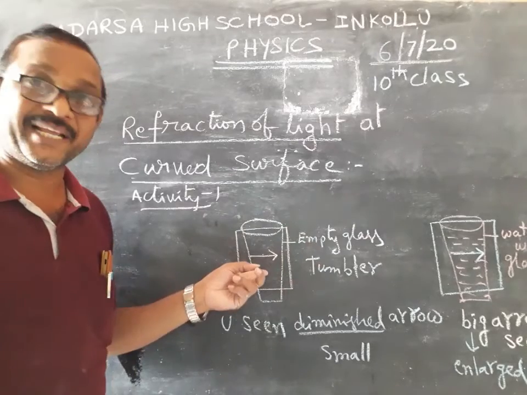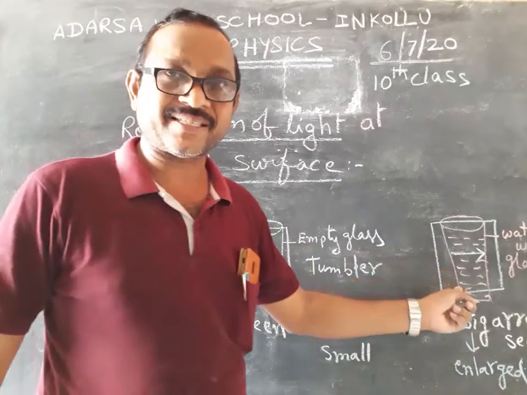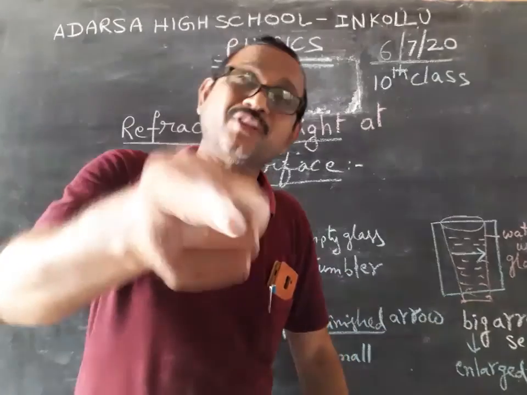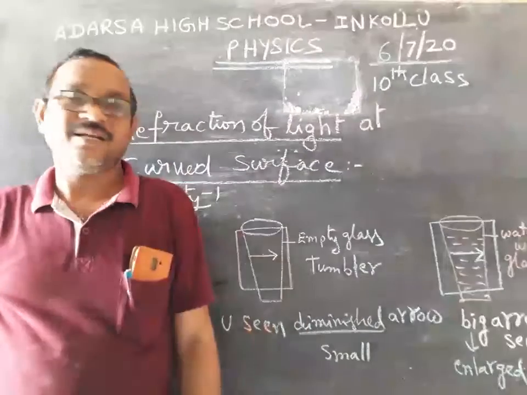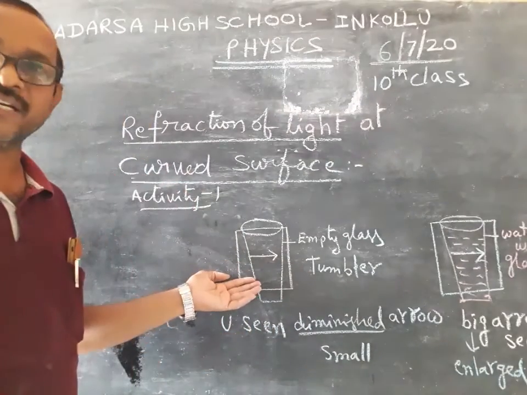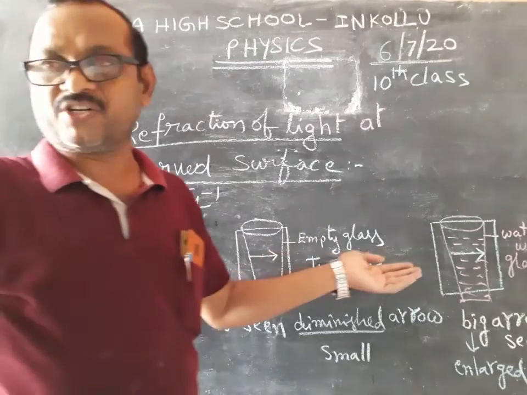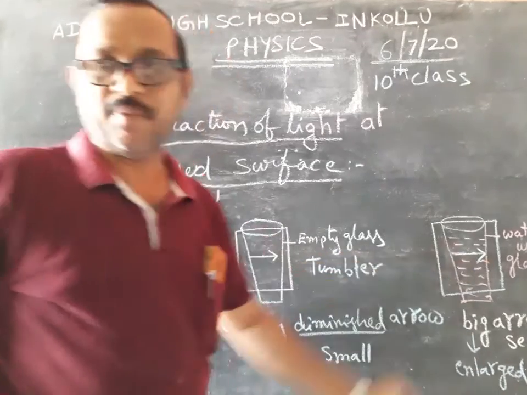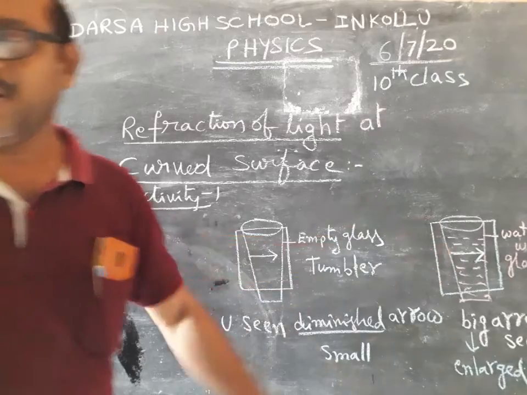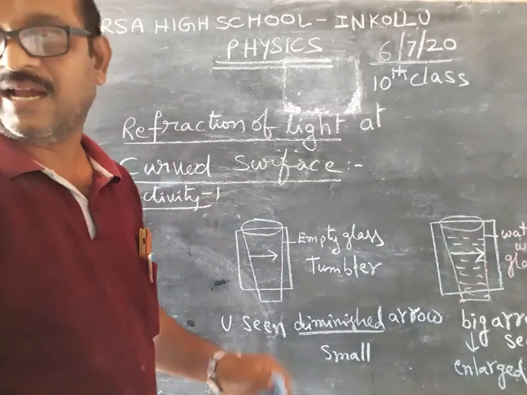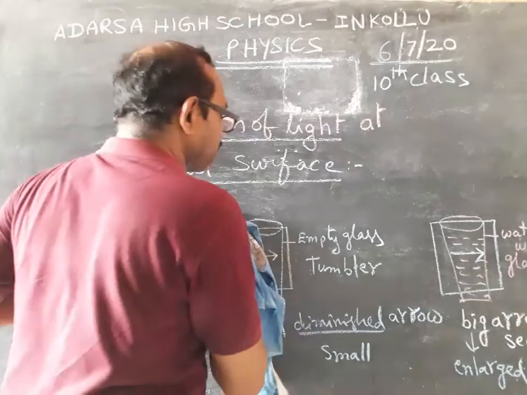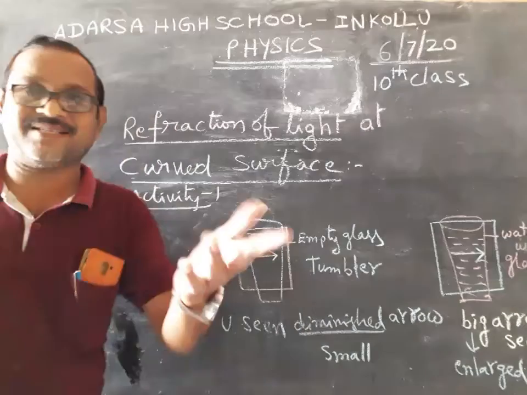It is an empty curved surface. It is a curved surface with water. That's why in this one it appears diminished, and in this one it appears big. So now we are going to discuss another topic, the curved surface terminology.